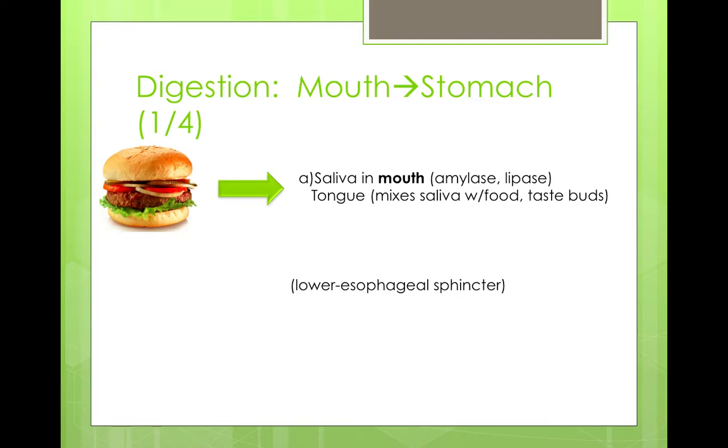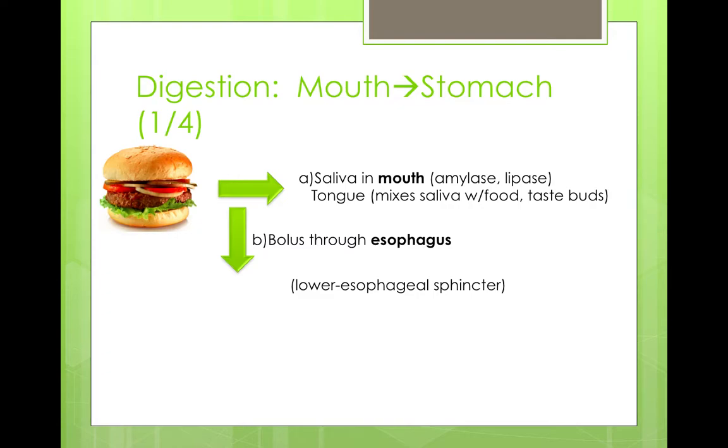Okay, so as it's chewed, it's mixed with saliva in the mouth that contains the enzymes amylase, which begins to break down carbohydrate in the bun, and lipase, which begins to break down fat in the meat. All the while, your tongue is helping to mix the food with your saliva and is helping to push it toward the back of your mouth for swallowing.